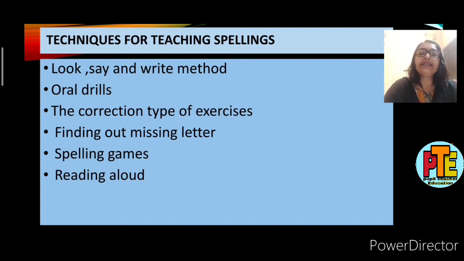The next activity is the correction of exercises. The students are asked to correct the spelling of wrong words and write the correct spelling in their notebook. They can use a dictionary. Here, self-checking or self-correction can be the activity.